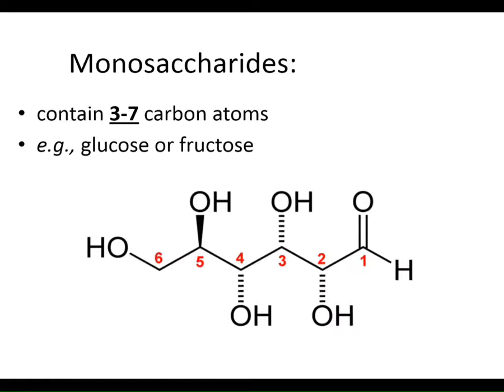You will absolutely not be required to draw this out in order to recognize it, okay? But by definition, a monosaccharide is going to be a molecule with 3 to 7 carbon atoms, always carbon. And two examples that I want you to know, not to draw them out, but to know the names, are glucose and fructose. So glucose and fructose are two very common monosaccharides.